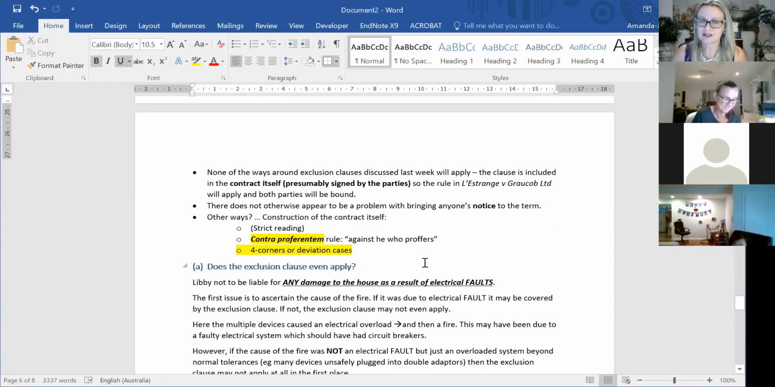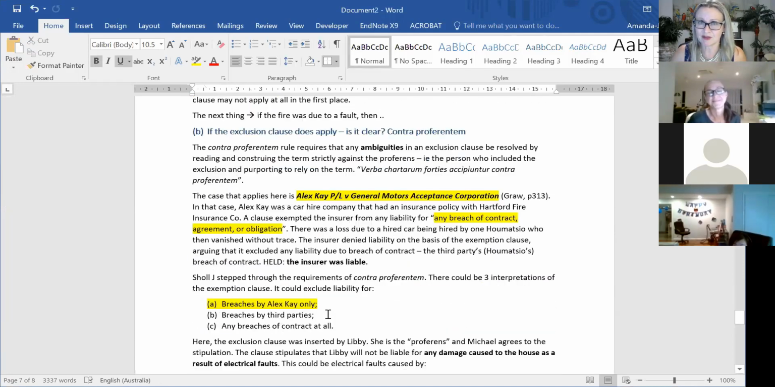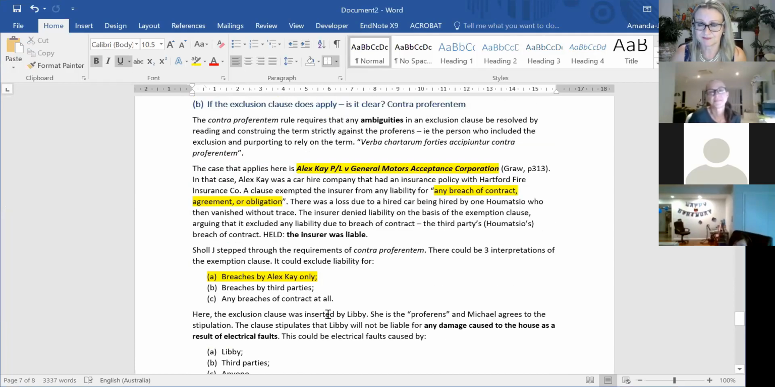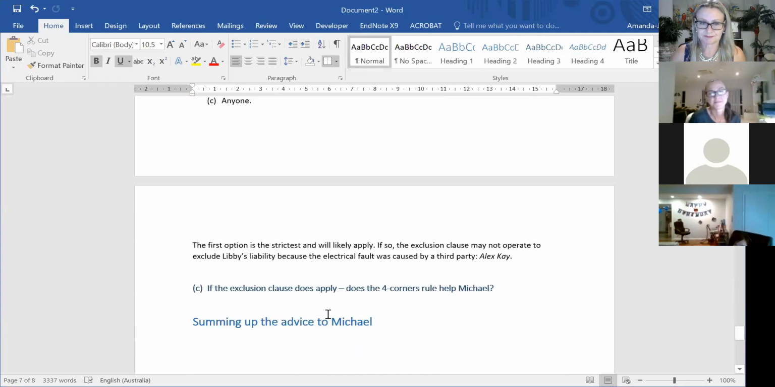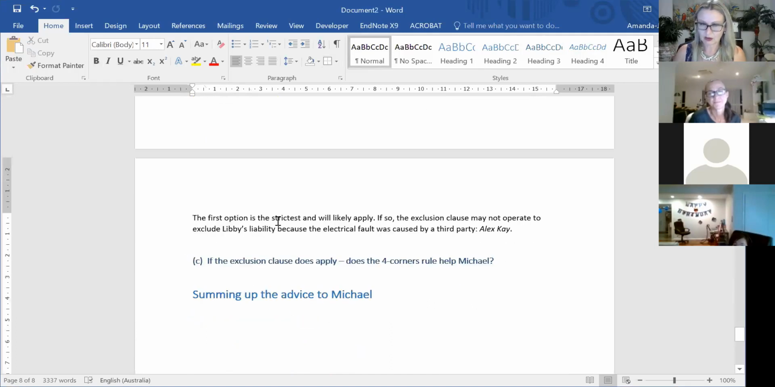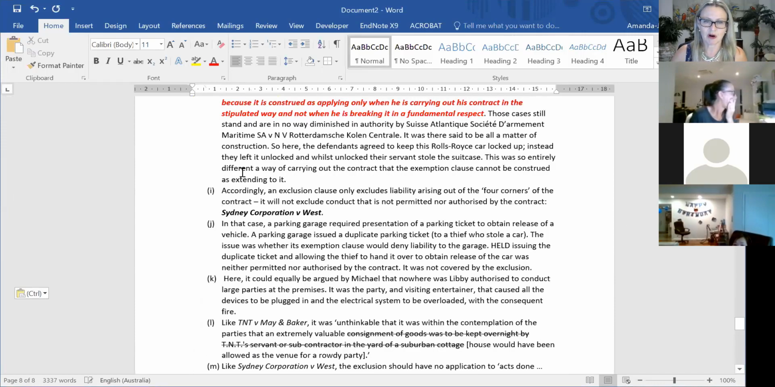But similarly, in Alex K, the only reason why the third party had the car was because they let him have the car. So I'm lining it up there with that case. Okay, and then I think you could make those nice little arguments of the four corners rule, like you have very ably said to me, the TNT, May and Baker, all of those kinds of cases.